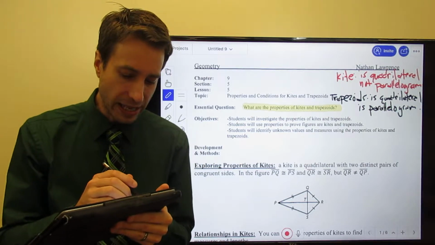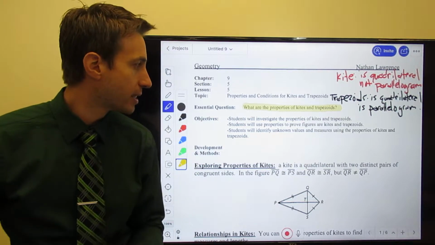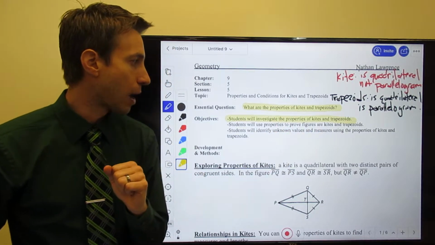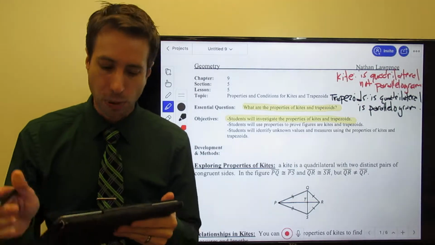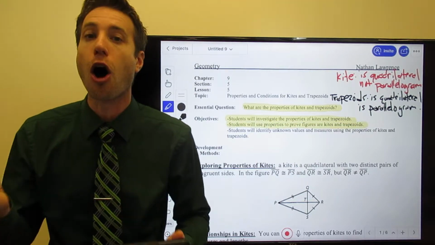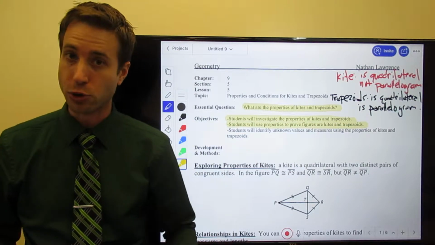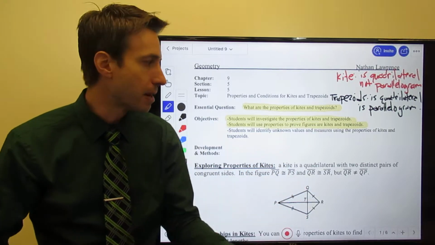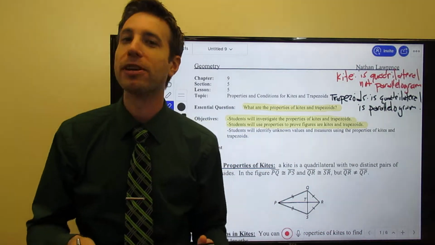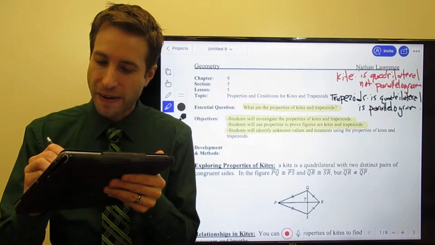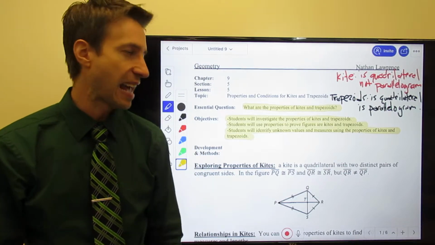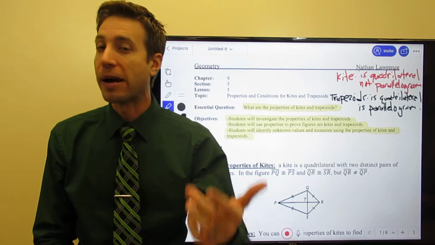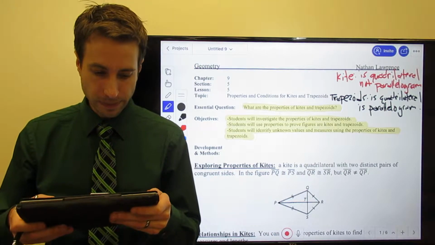So what are we going to take a look at in this set of notes? First, we're going to look at the properties of both kites and trapezoids. We're then going to use these properties to prove that figures are either a kite or a trapezoid. And finally, where does the algebra come in? It comes in using these properties to solve for unknown values such as measures and angles, very much like we've been doing all year in geometry. Let's jump right into it, starting with kites.